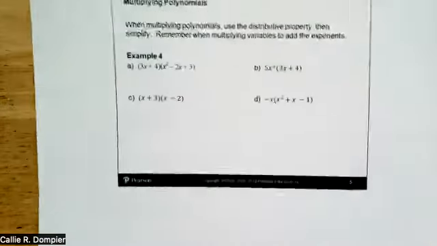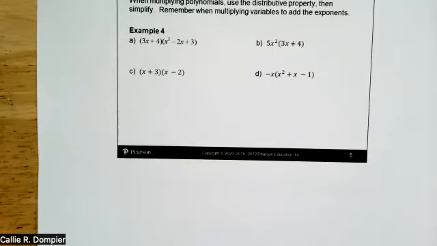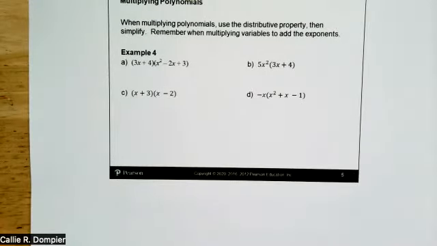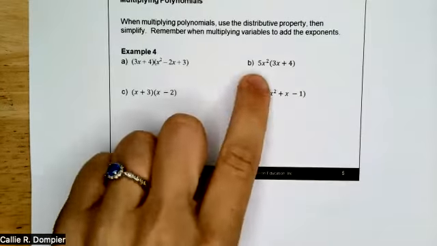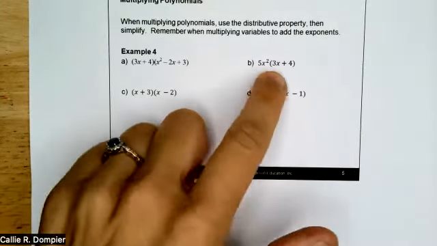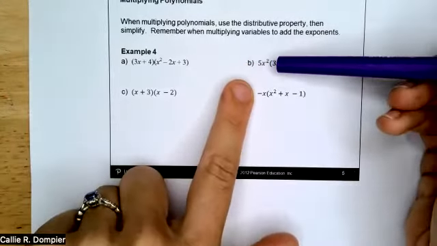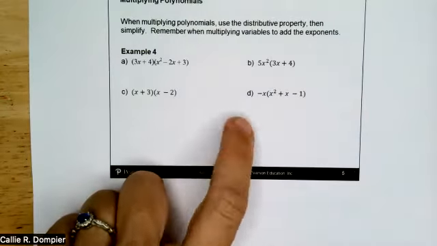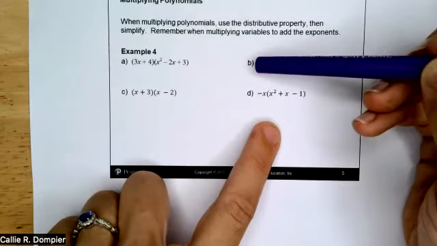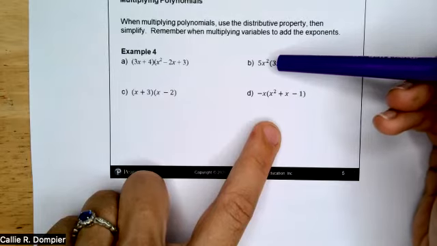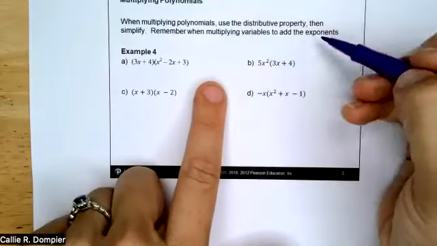Now we're going to multiply and then we're going to divide, okay? When multiplying polynomials, use the distributive property and then simplify. Remember when multiplying variables to add the exponents, okay? So when you're multiplying, for example, 5x squared times 3x, I think of the 5 and the 3 as being multiplied together, and then I think of the x squared and the x as being multiplied together, okay? So 5 times 3 would be 15, x squared times x. When multiplying variables, add the exponents.